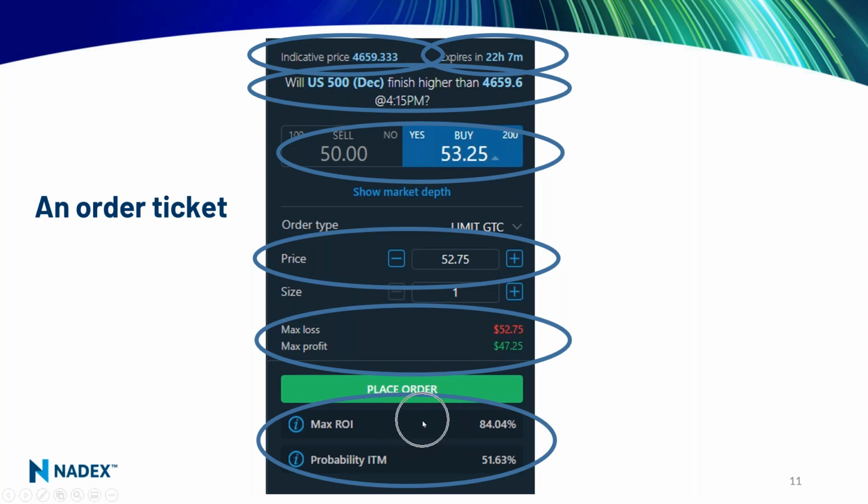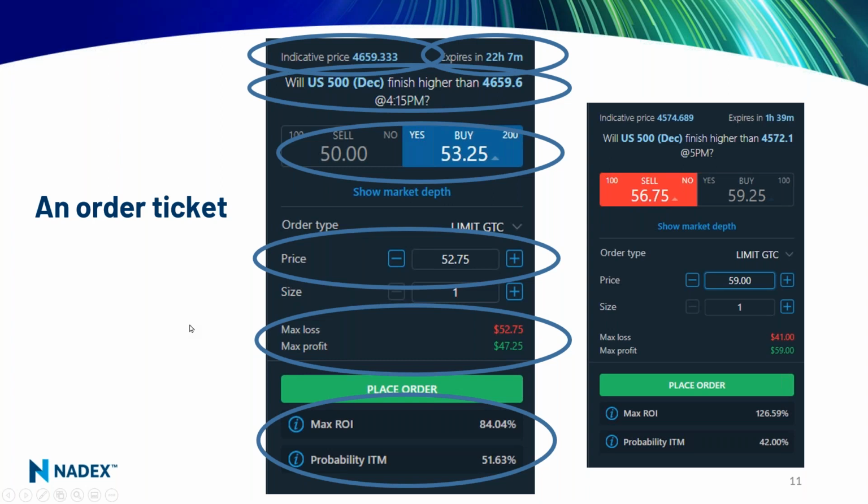Now, if you're trying to wonder how we got the return on investment calculation, I am risking $52.75 to potentially make $47.25, and we have factored in your transaction fees. It's $1 a contract. We have factored that into this calculation, which will change the return on investment because you're going to have to pay an extra $1 to execute the trade.